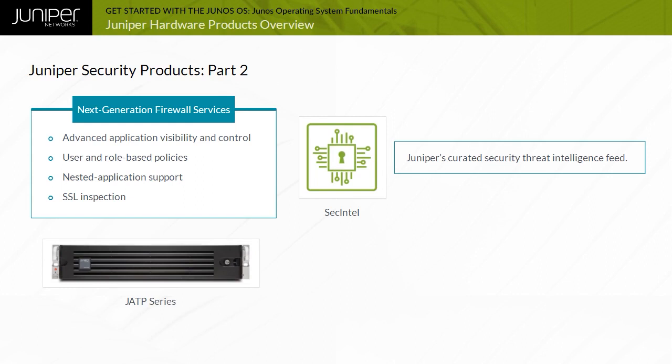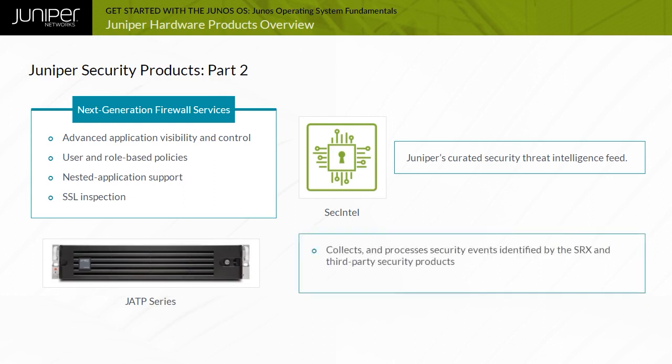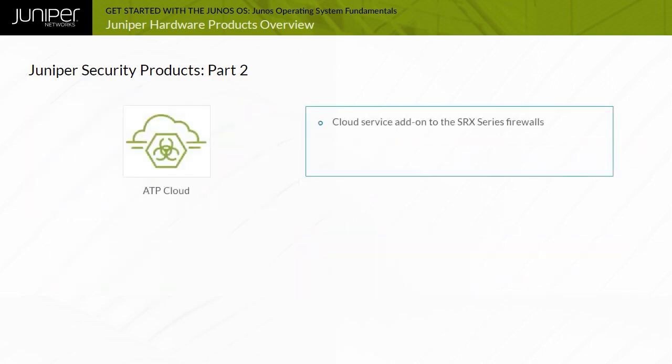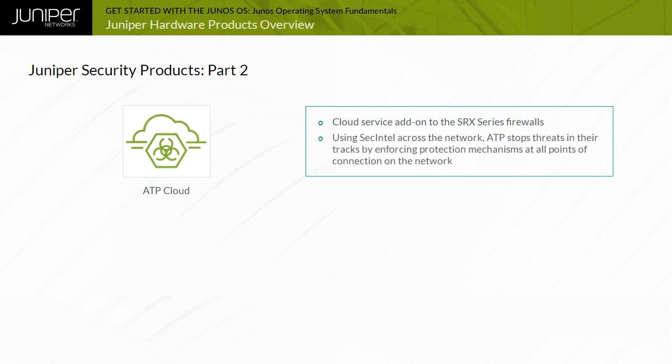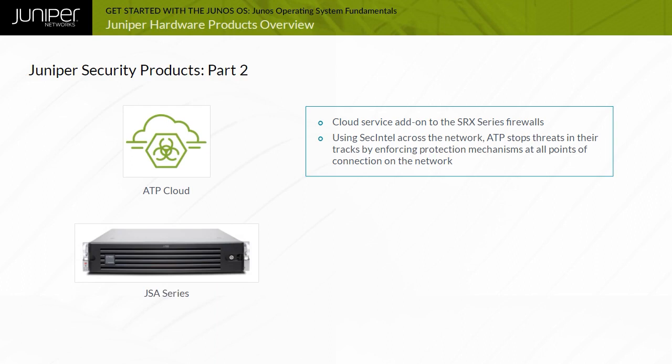The JATP series on-premises appliance collects and processes security events identified by the SRX and third-party security products, finds and blocks both known and unknown cyber threats. Cloud-based ATP, or ATP Cloud, which is a cloud service add-on to the SRX series firewalls. Using SecIntel across the network, ATP stops threats in their tracks by enforcing protection mechanisms at all points of connection on the network. Juniper Secure Analytics.